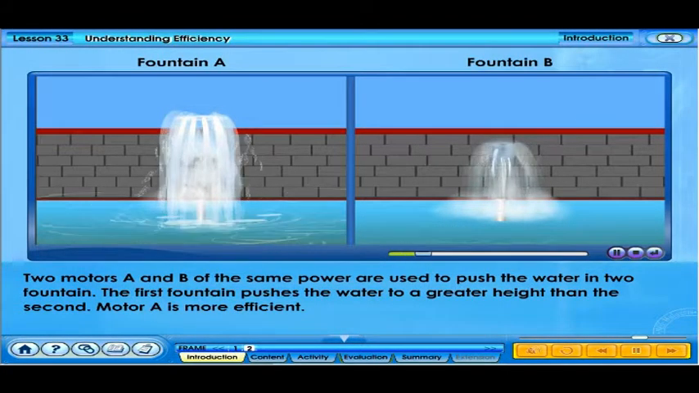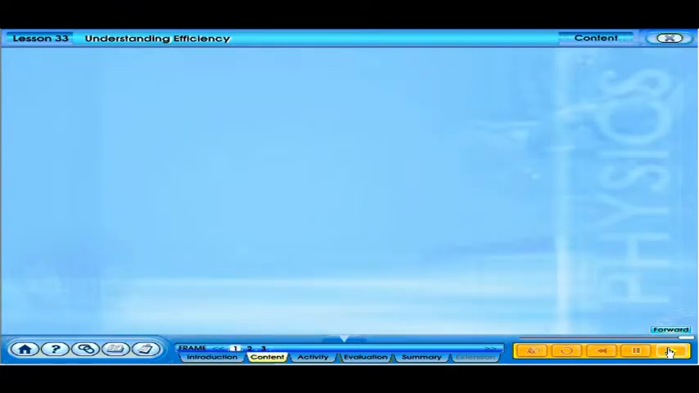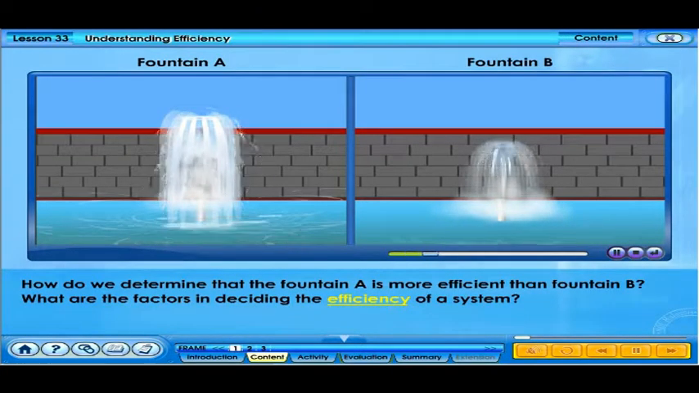Two motors A and B of the same power are used to push the water in two fountains. The first fountain pushes the water to a greater height than the second. Motor A is more efficient. How do we determine that fountain A is more efficient than fountain B? What are the factors in deciding the efficiency of a system?